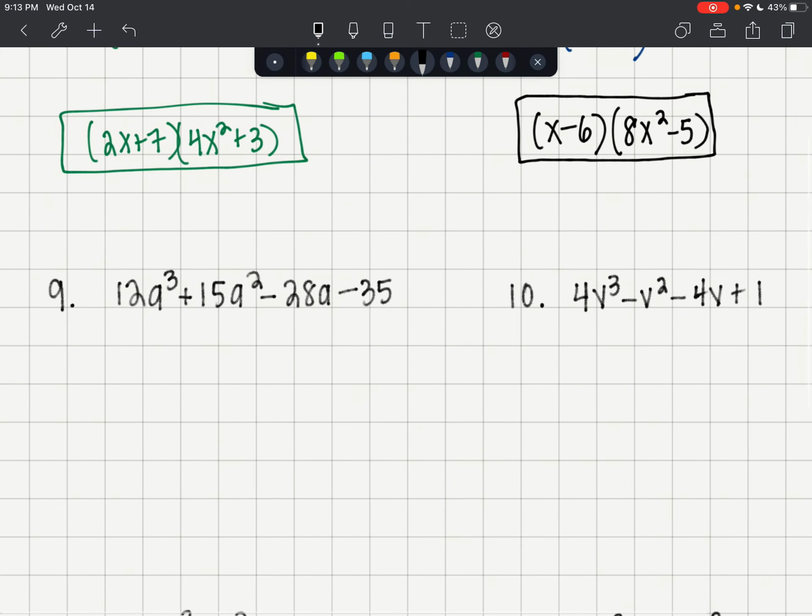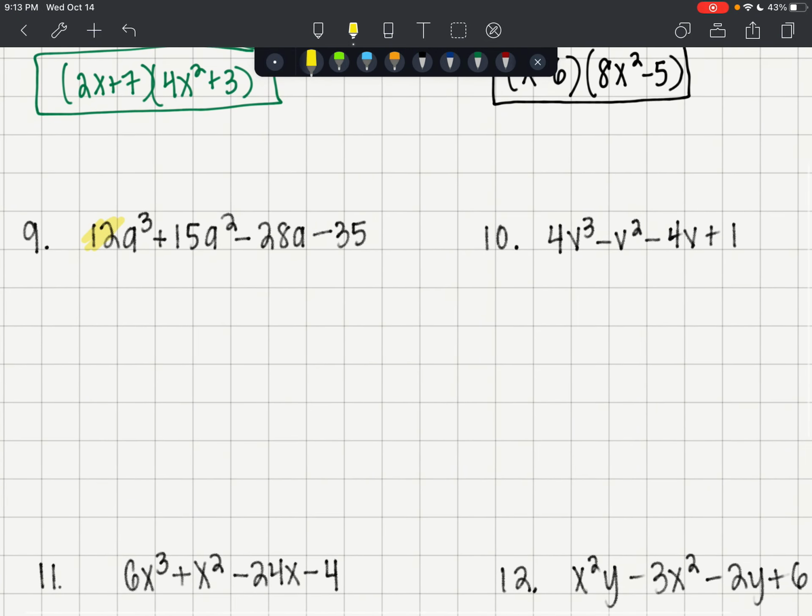Okay, let's do one again together, and then number 10, maybe we'll have that as a try. So I highlight the first 2 terms, I highlight the last 2 terms. I'm going to speed it up a little bit. What's common to 12a cubed plus 15a squared? That would be a 3a squared. So 4a plus 5. Then we have that negative, so we're going to factor out a negative.